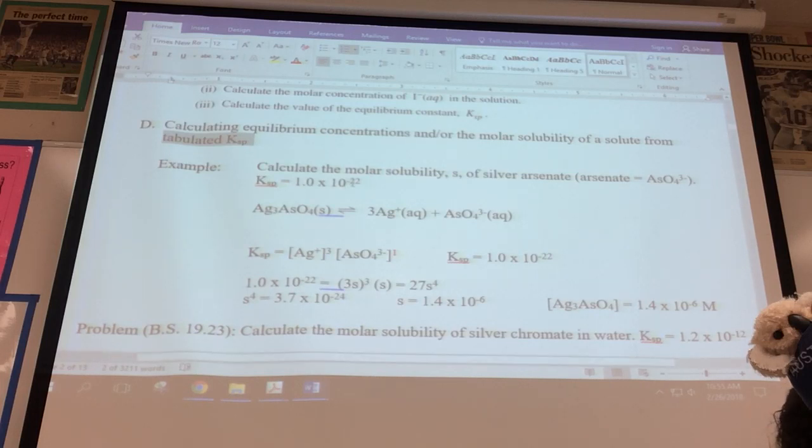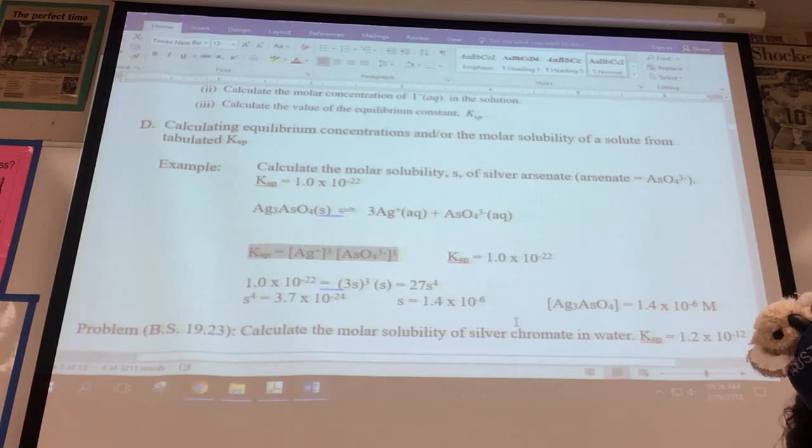This one says calculate the molar solubility S of silver arsenate. Arsenate AsO4 3- doesn't have to be given, you should know it. KSP is 1 times 10 to the negative 22. My approach here would be to write that equilibrium equation, balanced equation. KSP, you know how to write the expression. Note I highlighted the one in red because the concentration of arsenate ion is equal to what?